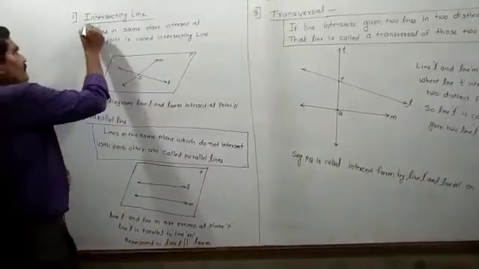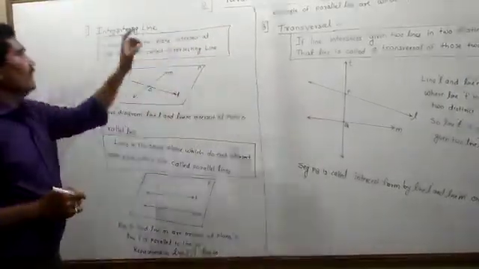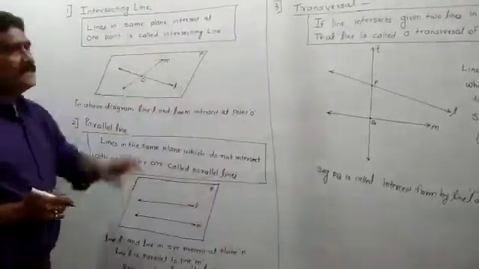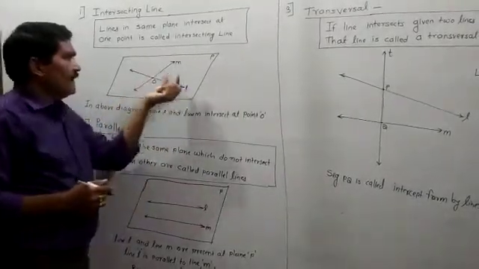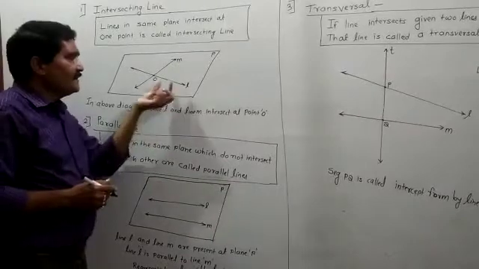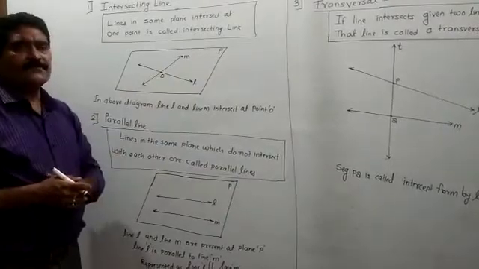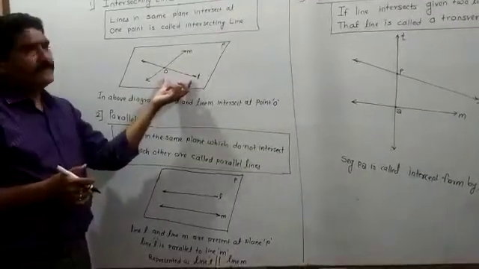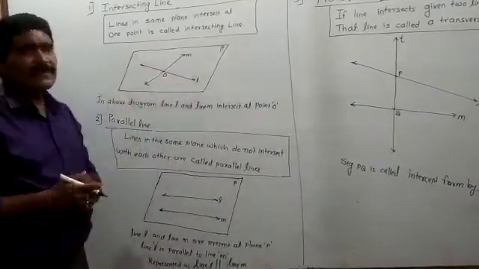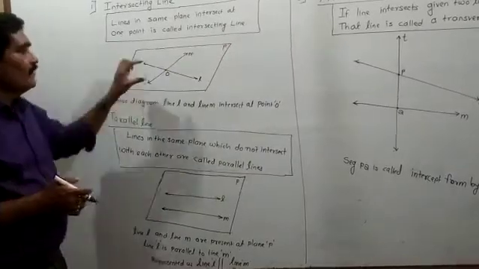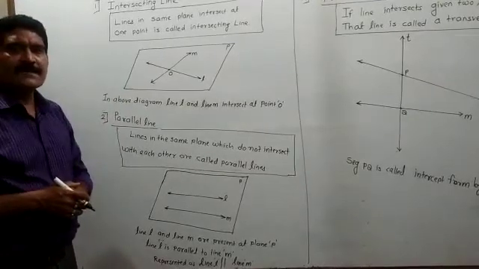So I will give the definition of intersecting lines: lines in the same plane that intersect at one point are called intersecting lines. Here I will say that in the above diagram, line L and line M are called intersecting lines, and they intersect each other at point O, and they are present in the same plane. That's why I define intersecting lines as lines in the same plane which intersect at one common point. At that time you have to say that the lines are called intersecting lines.